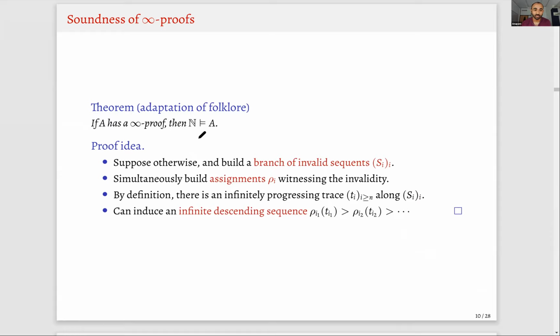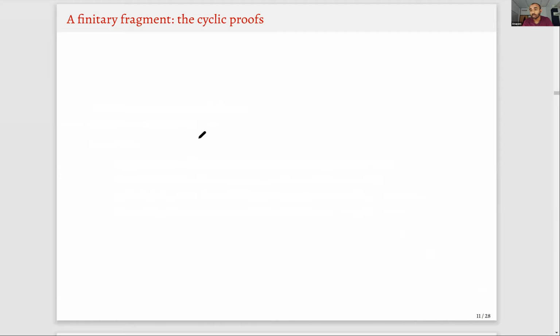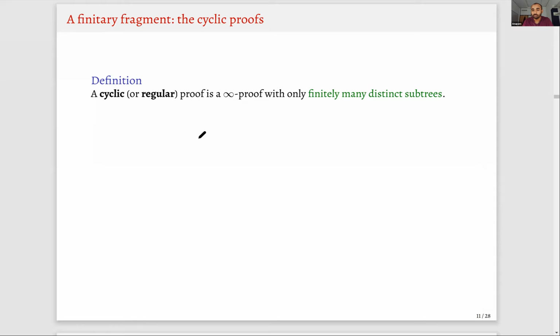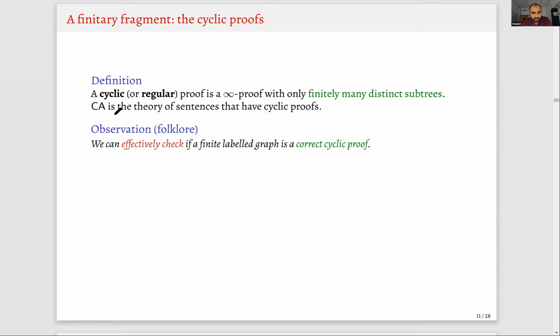But we can find a very, very well-behaved fine tree fragment, which is the cyclic proofs. The cyclic or the regular proofs are just those with finitely many distinct subtrees. Formally, it's finitely many distinct subtrees up to renaming of variables. And we call the theory CA, cyclic arithmetic, the theory of sentences that have cyclic proofs.